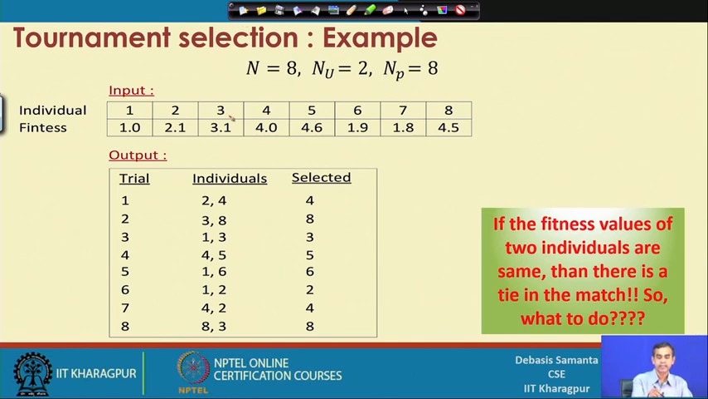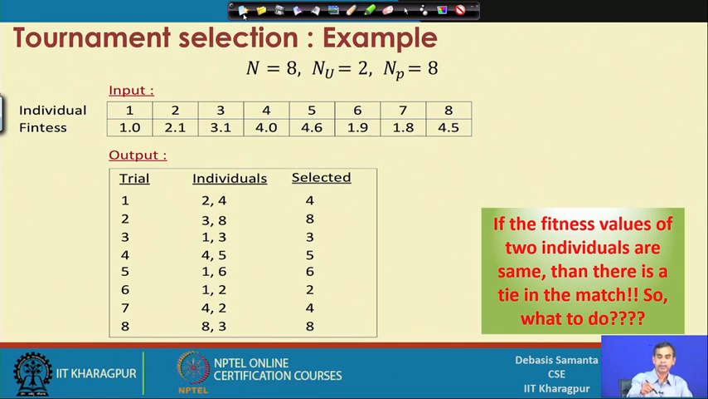Similarly, in the second trial 3 and 8 are selected, and out of these, 8 has the highest fitness value. So, 8 is selected. This procedure is continued, and these are the 8 different individuals that can be selected for the mating pool. Here we have intentionally used the same values for n and NP. According to this procedure, the same individual may be selected more than once. For example, here individual 8 is selected more than once. So, it is quite possible that the same individual is selected more than once.